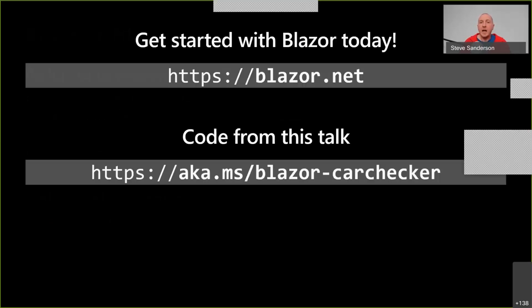Okay, so that's all I've got for pre-prepared content. If you want to get started, and I hope you do, then the best place to start is blazor.net, which gives you all the information you need to get started on whichever platform you prefer to do your coding on. And if you want the code from this talk, the car checker example app, then you can go to the URL that you can see here, aka.ms/blazor-carchecker, and you will get to a Git repo, which includes the source code for that application. So you can try it out and dig into it a bit more yourself.